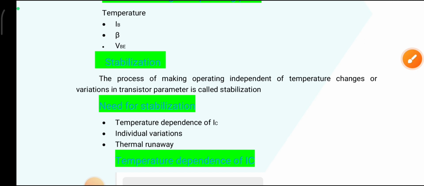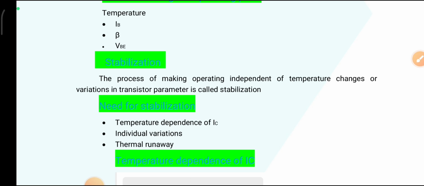Next, stabilization. What do we mean by stabilization? The operating point is sensitive to temperature. When the temperature increases, the operating point also shifts. When the operating point shifts, we get a distorted output in the amplifier. We get a clipped or clamped waveform, or some part of the input signal will be lost due to the shifting of the operating point.